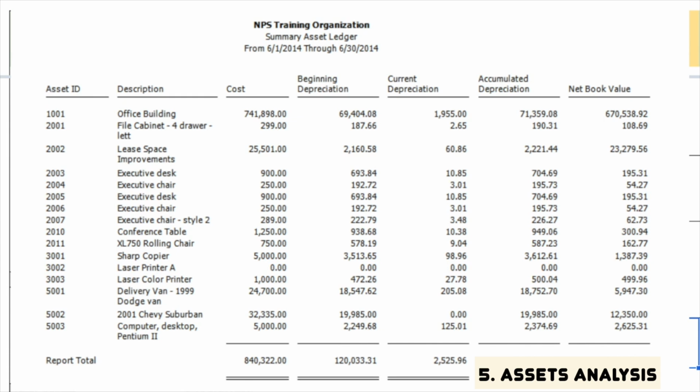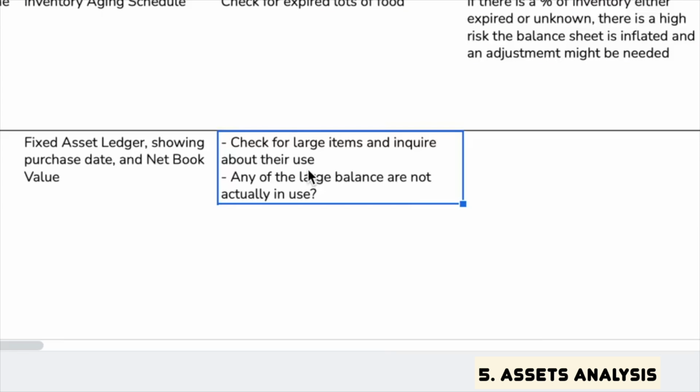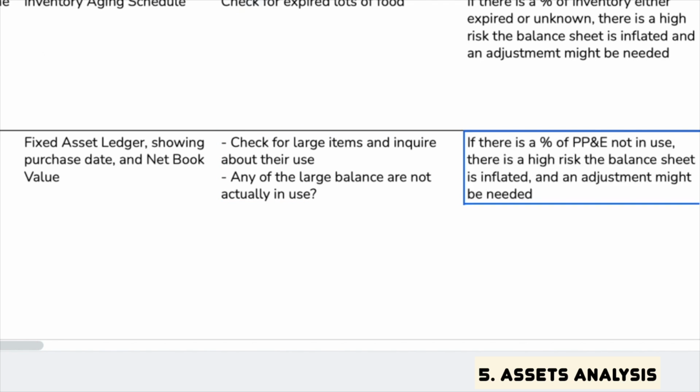You can ask questions like checking for large items and inquiring whether they are in use or there is no intention to use them in the future, which will render them obsolete. So are there any large balances that are not being used by the company? And the conclusion on that: if you find any big balances, any percentage of PP&E that is not in use and might be rendered obsolete, there is a high risk that the balance sheet is inflated and an adjustment might need to be made to bring the balance down to the correct amount.